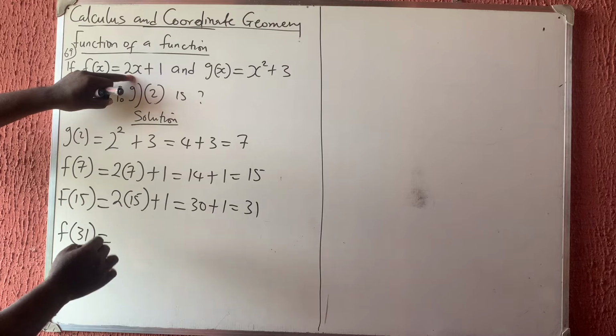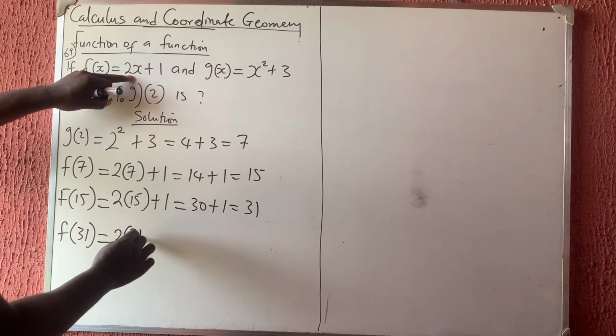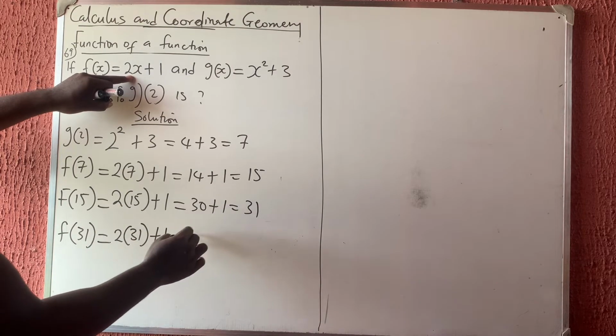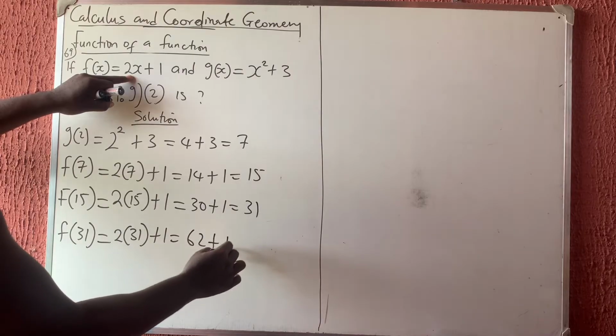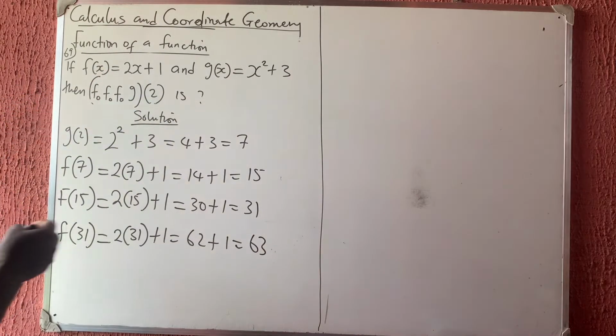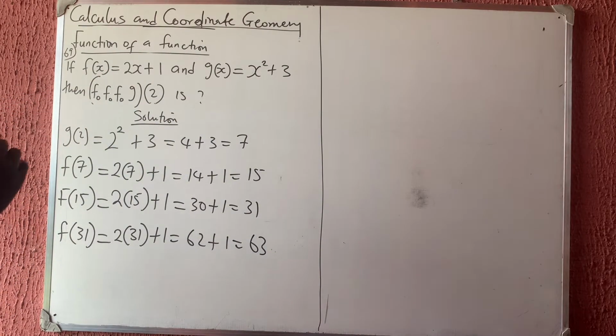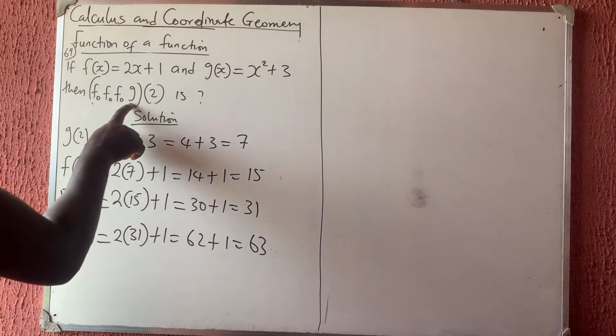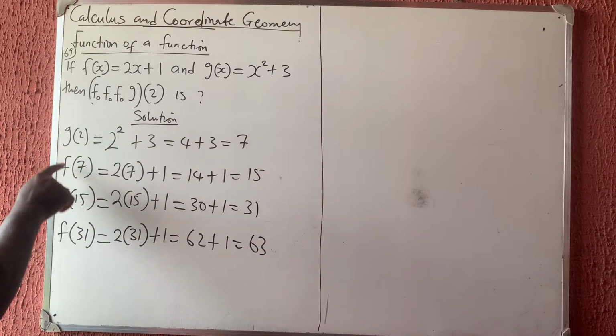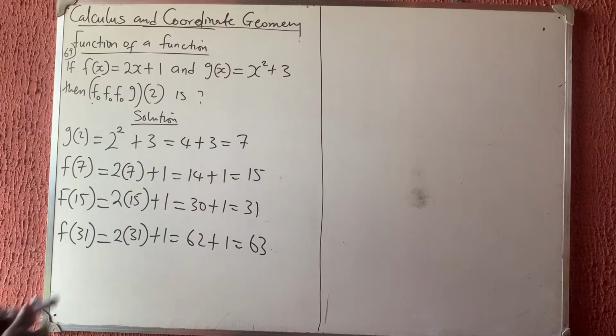We go to the side of f again, 2 in bracket of 31, then plus 1, which is 62 plus 1, which is 63. Okay? So you count if it is correct. 1, 2, 3, 4. So I have to solve 1, 2, 3, 4. Correct. So that is that.